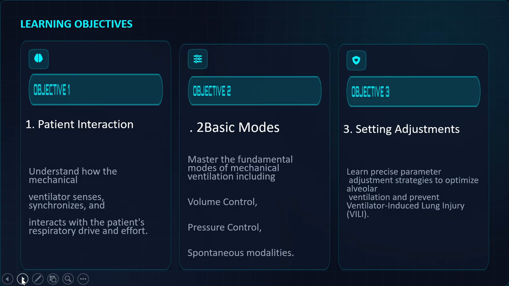Objective 1, patient interaction: understand how the mechanical ventilator senses, synchronizes, and interacts with the patient's respiratory drive and effort. Objective 2, basic modes: master the fundamental modes of mechanical ventilation, volume control mode, pressure control, and spontaneous modalities. Objective 3, setting adjustment: learn precise parameter adjustment strategy to optimize alveolar ventilation and prevent ventilator-induced lung injury.